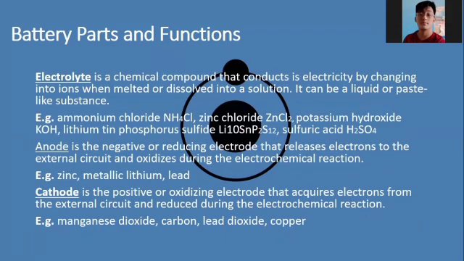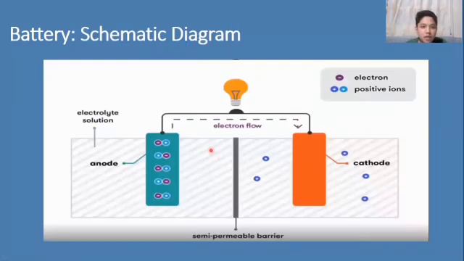Anode is the negative or reducing electrode that releases electrons to the external circuit and oxidizes during the electrochemical reaction. Zinc, metallic lithium, lead. Cathode is the positive or oxidizing electrode that acquires electrons from the external circuit and reduces during the electrochemical reactions. Example nga niya ay manganese dioxide, carbon, lead dioxide, copper. Next. Battery schematic diagram. Ito yung example ng schematic diagram.